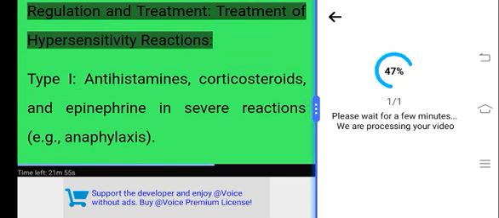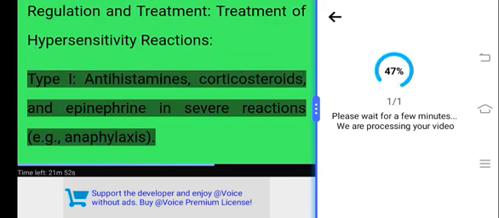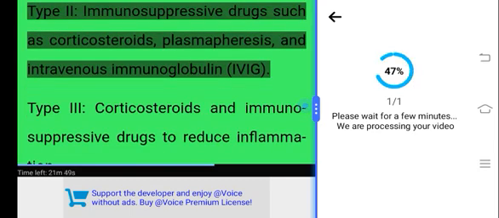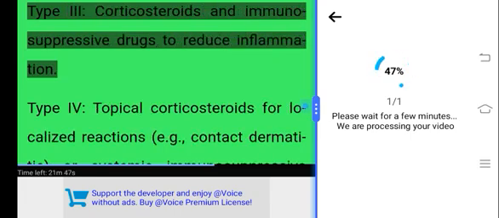Regulation and treatment, treatment of hypersensitivity reactions. Type 1, antihistamines, corticosteroids, and epinephrine in severe reactions, e.g., anaphylaxis. Type 2, immunosuppressive drugs such as corticosteroids, plasmapheresis, and intravenous immunoglobulin, IVIG. Type 3, corticosteroids and immunosuppressive drugs to reduce inflammation.